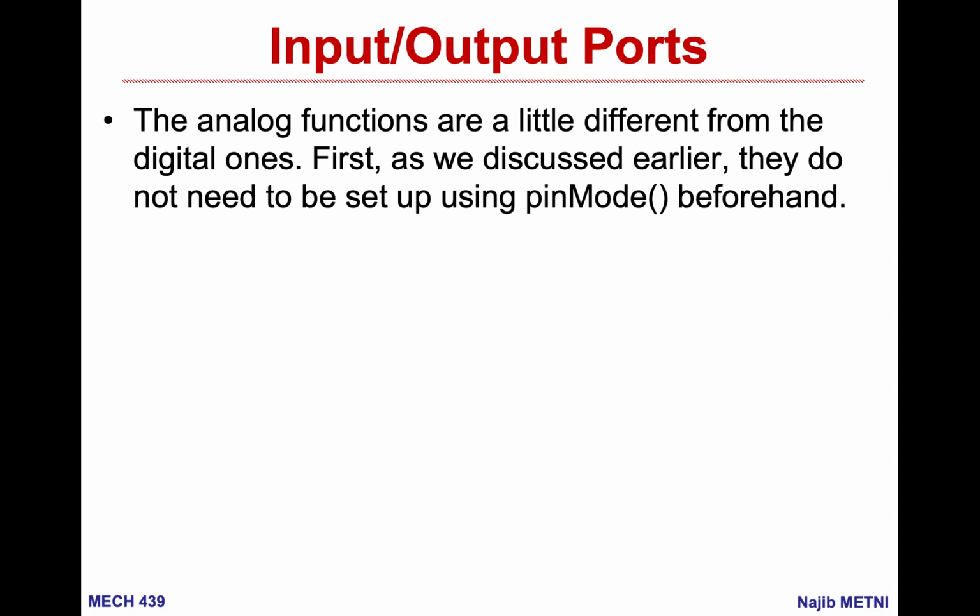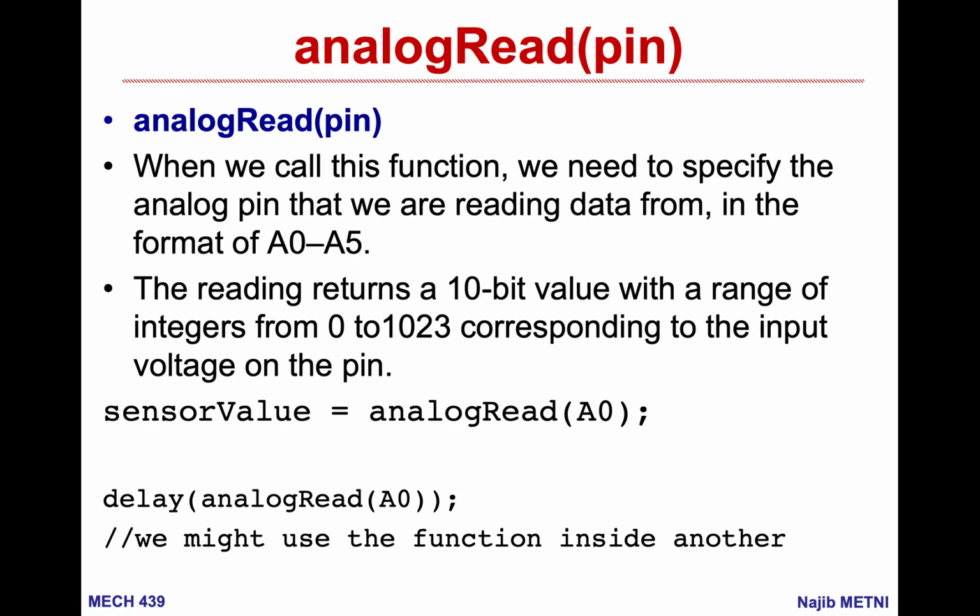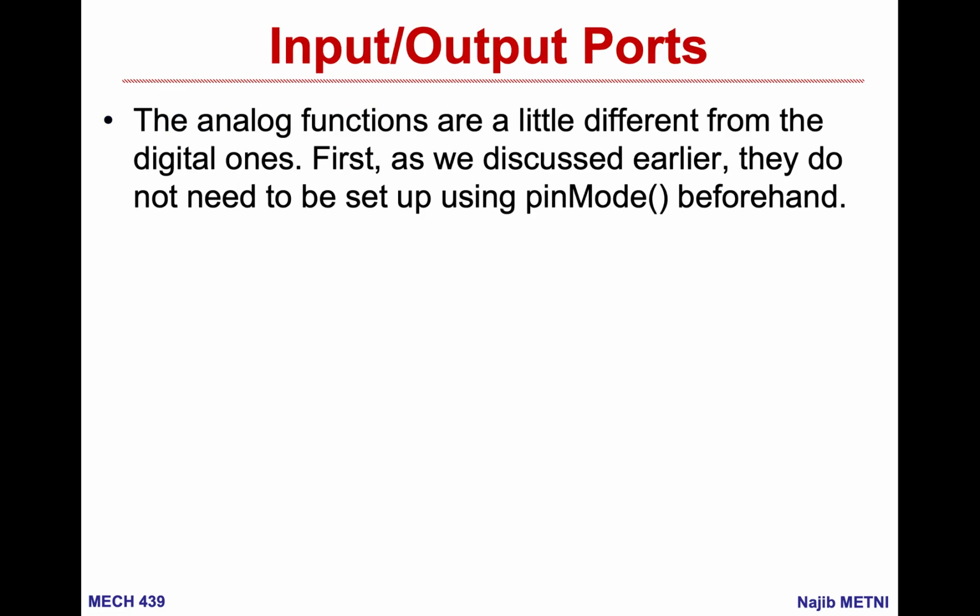Here, in the case of the input port, we do not need pinMode, which specifies whether it is an input or output, because all the analog pins are inputs, and they go from A0 to A5 in the Arduino Uno. So we have 6 pins that behave as analog inputs.